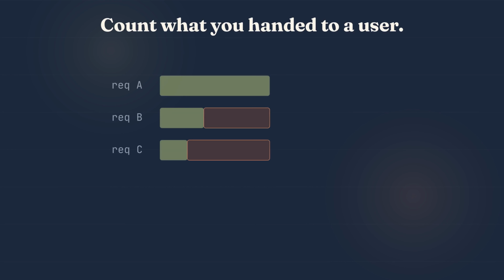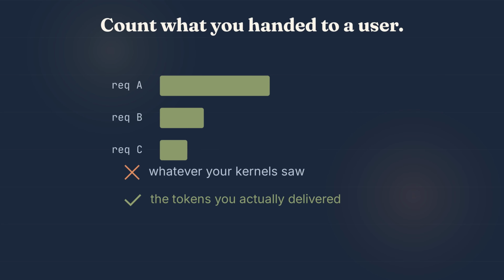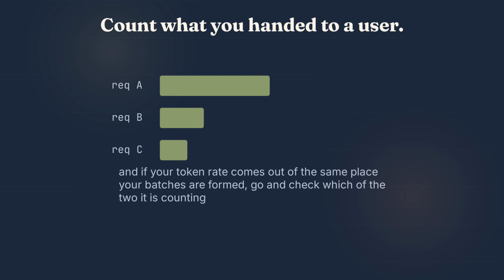So count the tokens you actually handed to a user, and throw away whatever your kernel saw. And if your token rate comes out of the same place your batches are formed, go and check which of the two it's counting, because those can be a long way apart. So that's the reading stage.